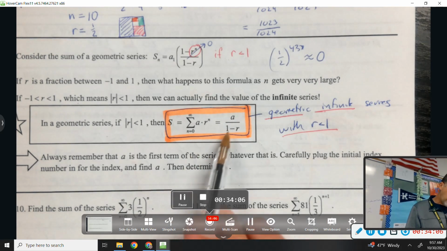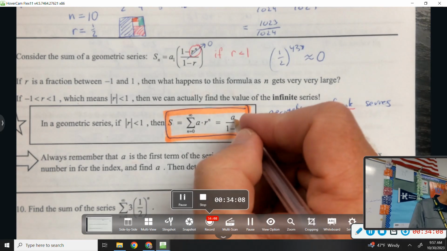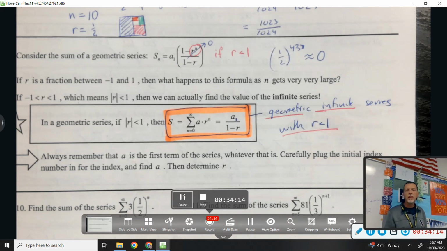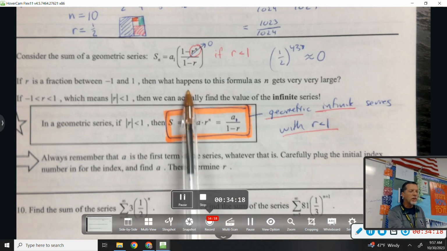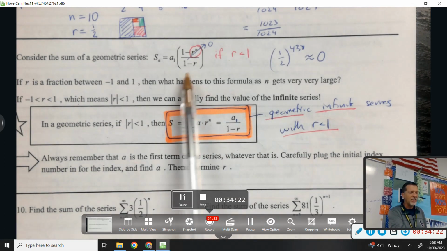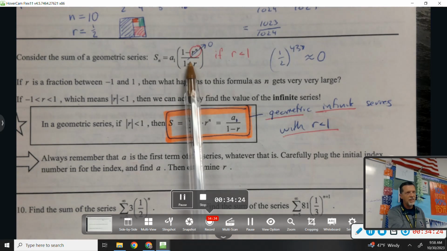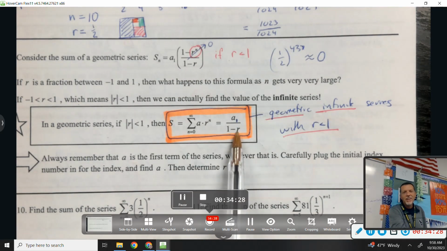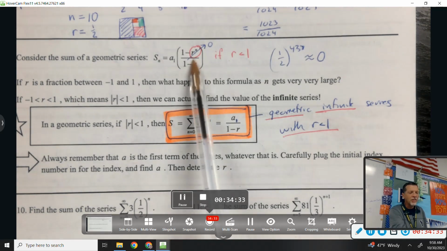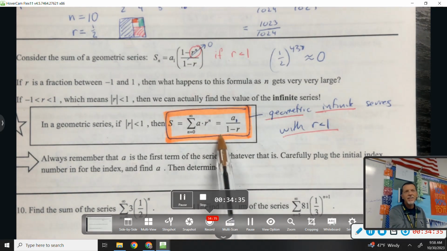I don't like that it says A. I wish it said A1 there. That's usually how we memorize it. It's just the first term over 1 minus r. Which is kind of weird that the infinite formula is a lot easier than the not infinite formula. Right? It just seems like infinite should be trickier than not infinite. But for this formula, because that goes to 0, the infinite formula is easier.